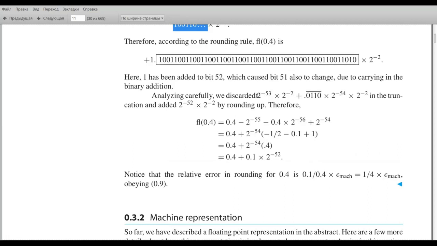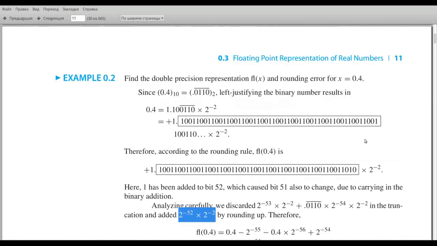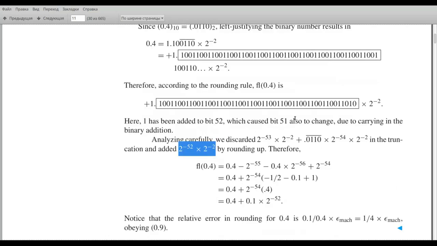So we discarded these, right? And that in the truncation, and added this amount by rounding up. So this is the one which we added here. Okay, pay attention. We added 1 to the 52nd bit. This is 5 to the negative 52. But then we had this factor, right? And this is why it's multiplied by 2 to the negative 2 by rounding up.